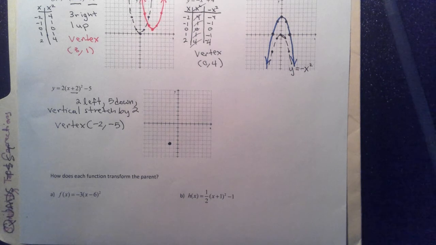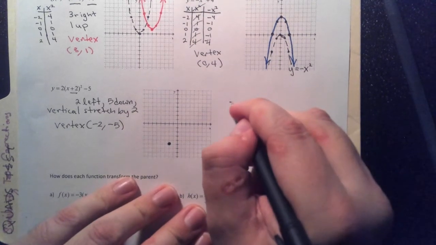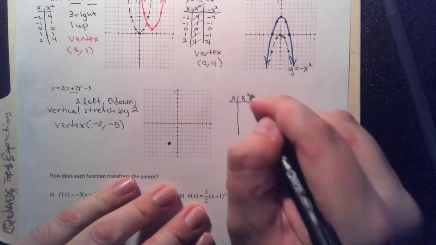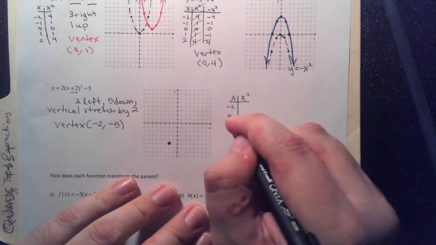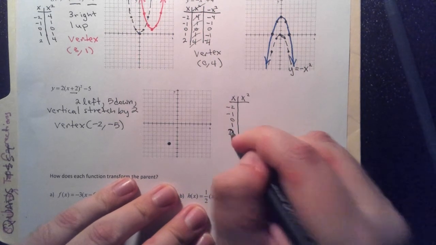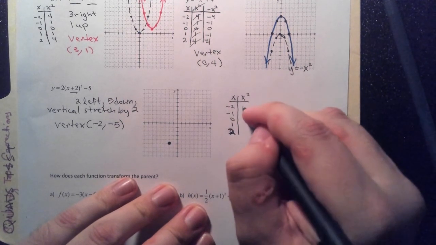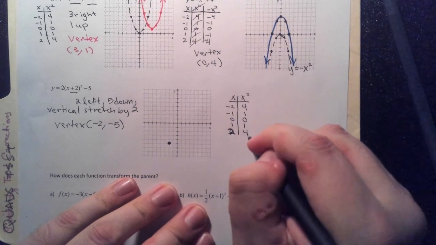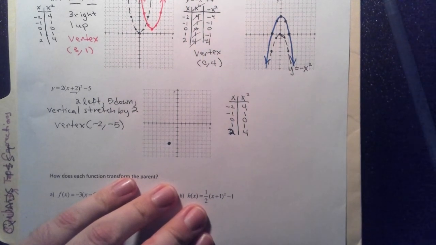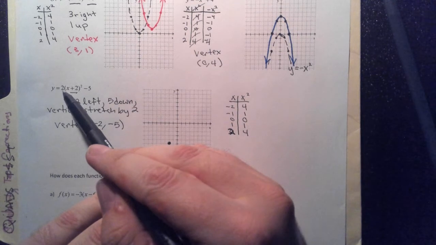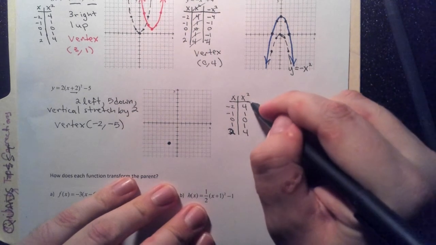Originally, the way I spaced my points out, whoops, not 4, 2, is like this. Now when I did the reflection in the previous example, I multiplied all these by a negative. Here, I have a stretch, so I'm going to multiply all of these by 2.